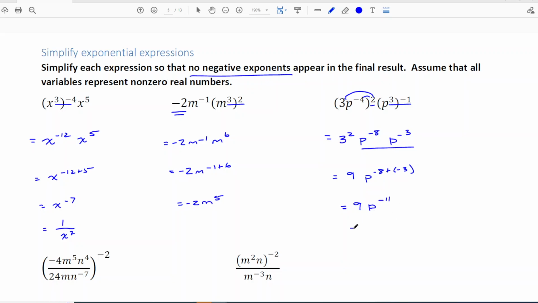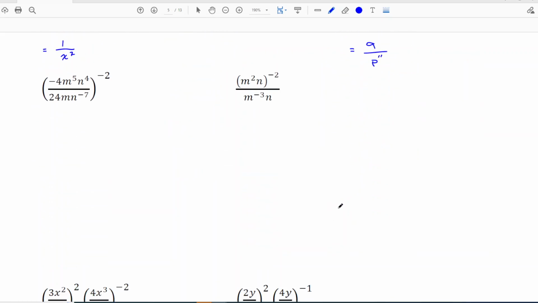And then I have to deal with that negative exponent. So the 9 would stay where it is. The p to the negative 11 would go to the denominator and become a p to the positive 11. All right, next two questions. In the next two questions, we've thrown in some negative exponents and quotient rules.